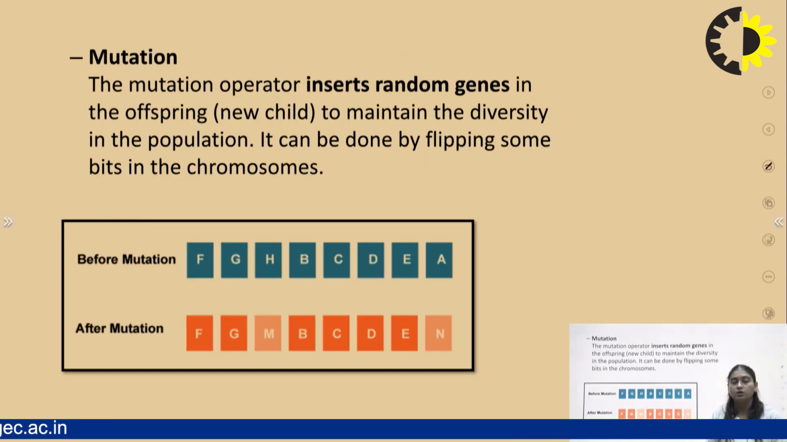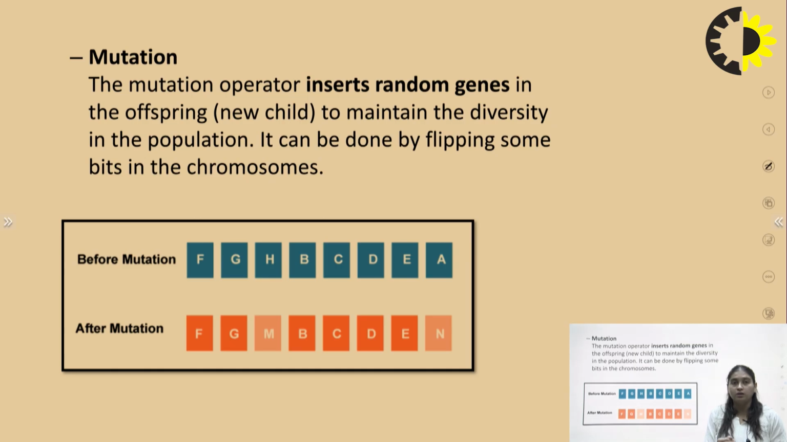Next is the mutation. In mutation we randomly insert random genes just to maintain the diversity in the population. If we take an example of an ecosystem, it is always desirable to maintain the diversity in the population of an ecosystem. Similarly, here also, the mutation operator inserts random genes in the offspring or the new child to maintain the diversity. As you can see in this example, in place of H, I insert M, and in place of A, I insert N here.